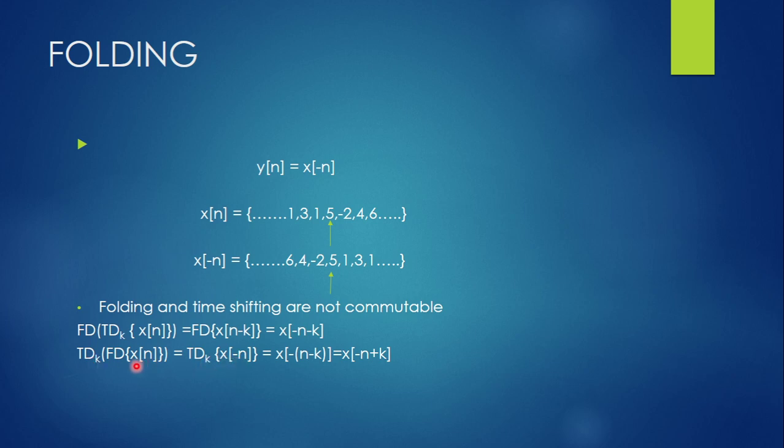You fold it, your n becomes minus n. You time delay it by k, n becomes n minus k, and this sequence becomes x of minus n plus k. These two are not the same. This means time delaying a signal then folding it is not equal to the signal that is first folded then time delayed. So these two are not equal.